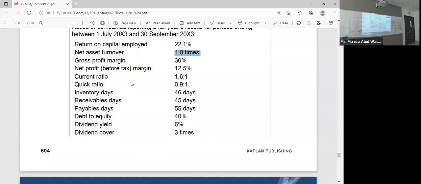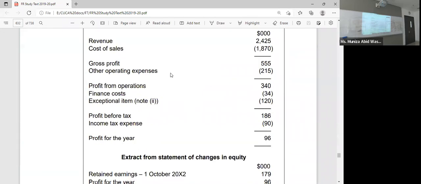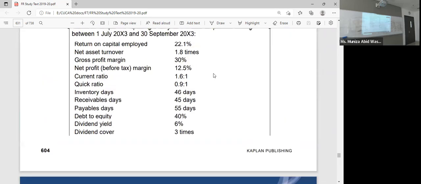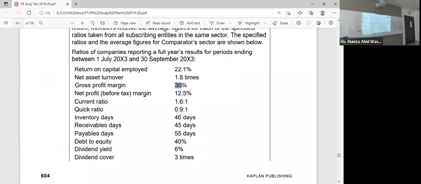The next ratio, gross profit margin. What is the gross profit of your company? 555. 555 divided by sales revenue, that is 2,425, multiplied by 100. 22.88. And the gross profit margin of the industry is 30%. It means that the gross profit margin of your company is lesser than the industrial average.